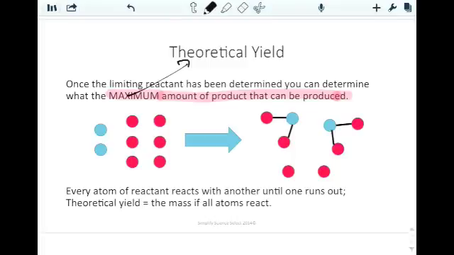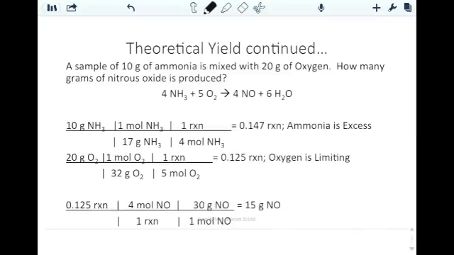Now, we cannot produce any more than the limiting reactant lets us. So that's why we have to figure out what the limiting reactant is. We figure out what limits the reaction, and then we're able to calculate the theoretical yield. Every atom of the reactant reacts with another until one runs out. The one that runs out is the limiting reactant. And the theoretical yield is the mass of everything that's reacted. It's the mass of everything that's produced. So let's look at how we do this.